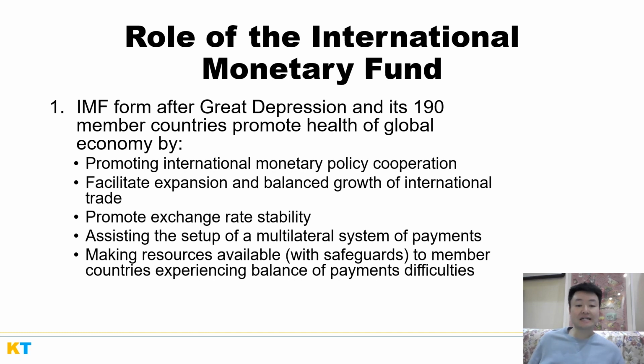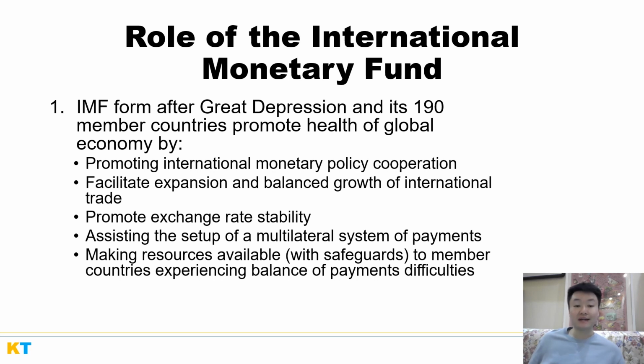Number two, we want to facilitate the expansion and balanced growth of international trade. So, in conjunction with the World Trade Organization, the International Monetary Fund acknowledges that trade benefits both parties involved. So, both organizations have rules. The WTO, especially, has rules around protectionist policies for its member countries. And so, if we are able to expand and grow international trade, there's an inherent assumption that the welfare of the world will go up.